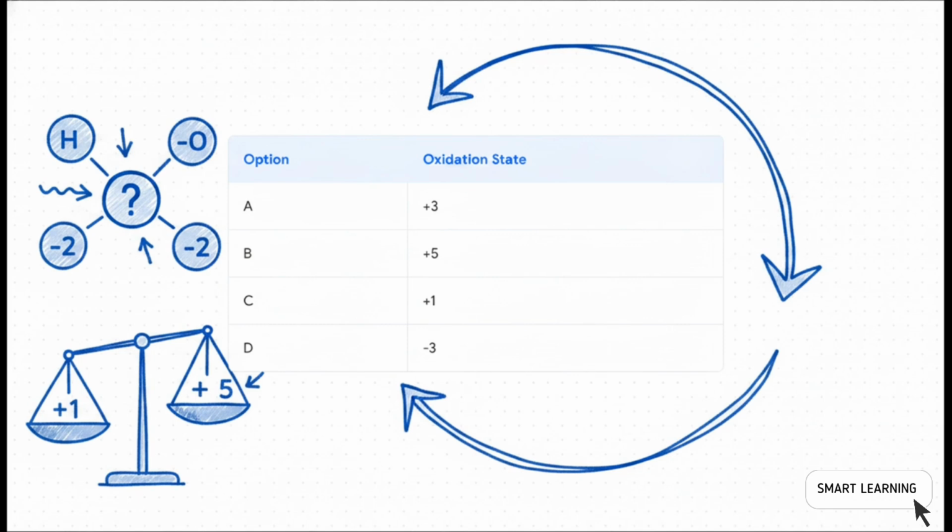We know hydrogen almost always has an oxidation state of +1, and we know oxygen is almost always -2. Since there are 3 oxygens, they contribute a total of -6. But the entire HNO3 molecule is neutral, meaning all these numbers have to perfectly add up to 0. So +1 from hydrogen plus our unknown nitrogen, -6 from the oxygens, equals 0. That simple algebra forces nitrogen to balance the scale at +5. That makes option B the correct choice.